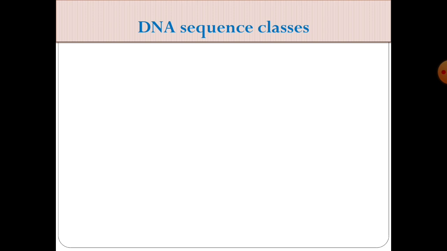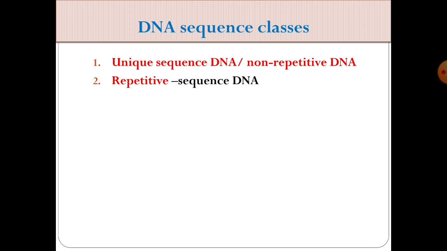Then coming to DNA sequence classes. What are these DNA sequence classes? They can be unique sequence DNA, that is, they are not repetitive DNAs, they are very unique. And the second category is repetitive sequence DNA. As the name suggests, it will definitely be repeating itself. Then this repetitive sequence DNA is again moderately repetitive or highly repetitive.